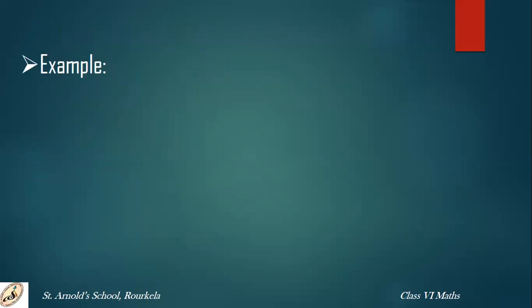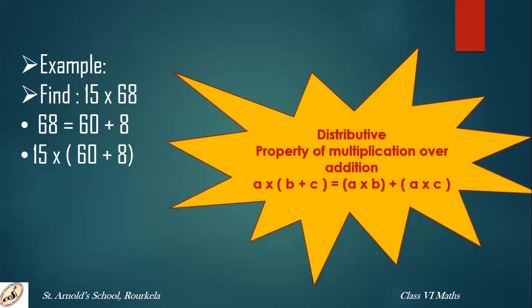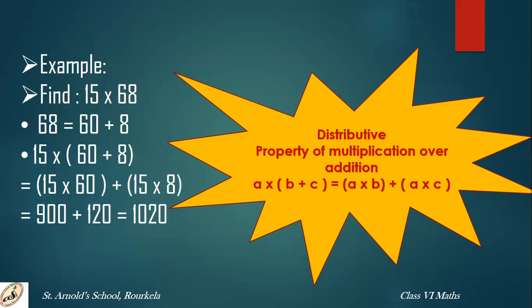Let us take an example. Find 15 into 68. 68 can be written as 60 plus 8. So it is 15 into (60 plus 8). Now, by using distributive property of multiplication over addition, we get 1020.